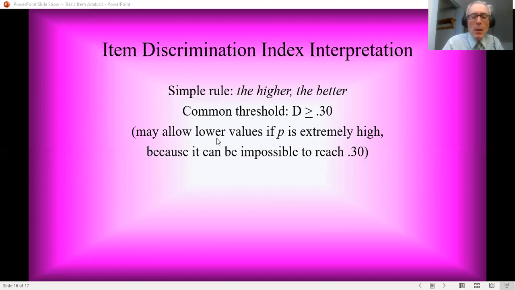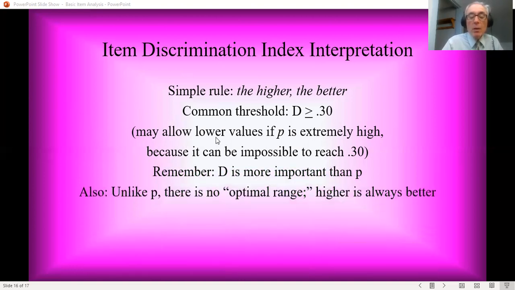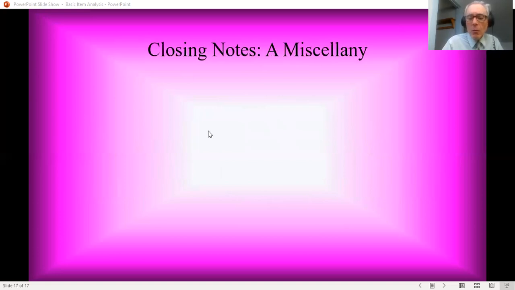There we go. Do remember, for D there's no optimal range. So it's not like, "Ooh, it's 0.6, that's too high." No, 0.6 is great. The higher, the better. Now, I just have a few more remarks about this, and then we are going to have a look at a couple of spreadsheets just to see how else this can be worked with.